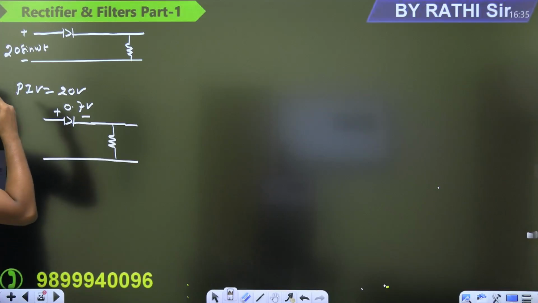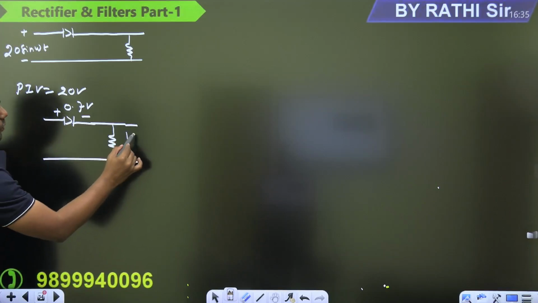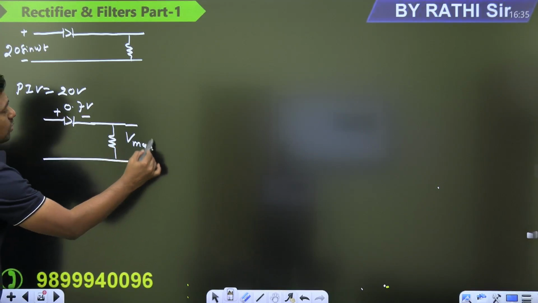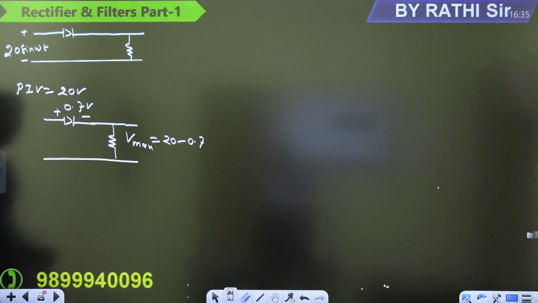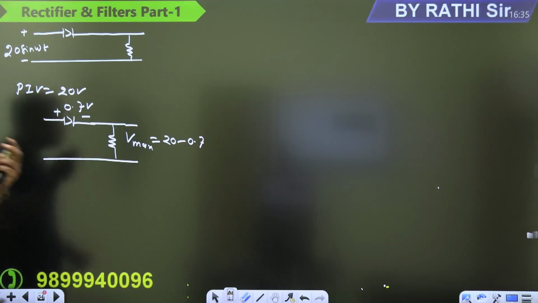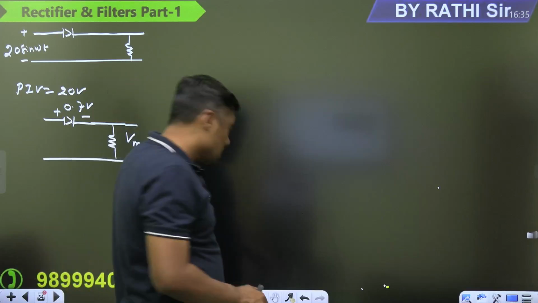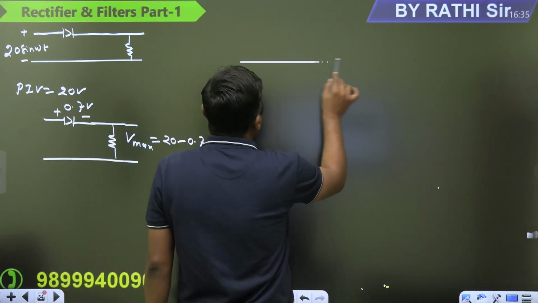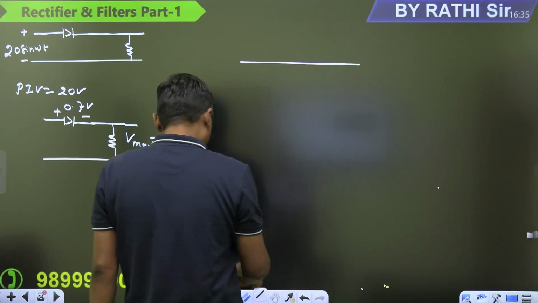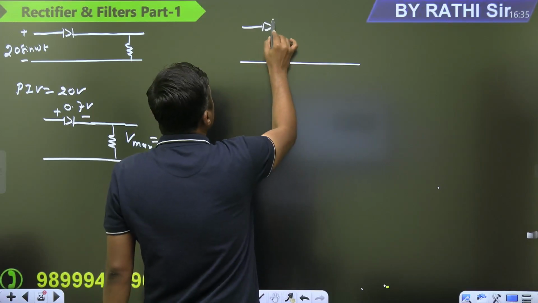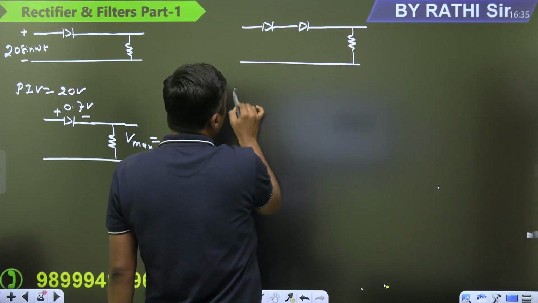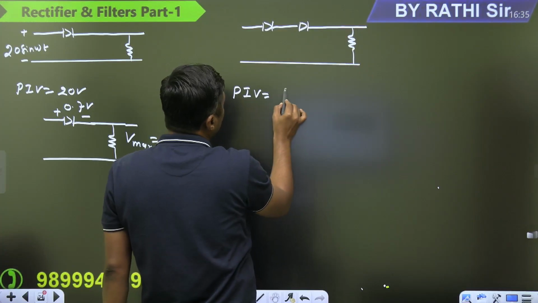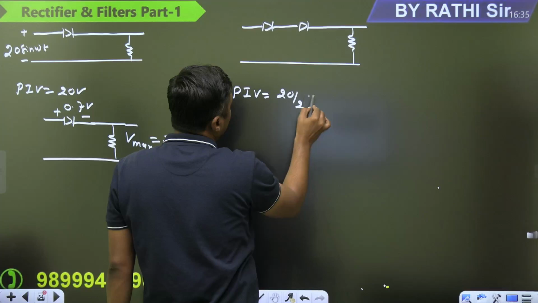So actually, what is the maximum value of the output? The maximum value of the output is 20 minus 0.7, because ideally it is 20 volt, but practically it is 20 minus 0.7. Okay, no problem. Suppose you are using two diodes, then what will be the maximum value of the output voltage? Suppose you connect two diodes, no doubt the PIV will reduce. PIV will become 20 divided by 2, that is 10 volt.